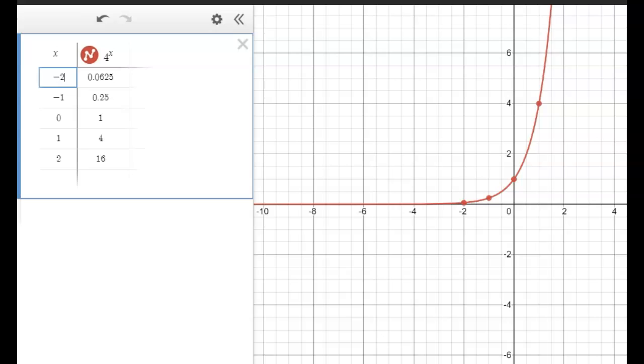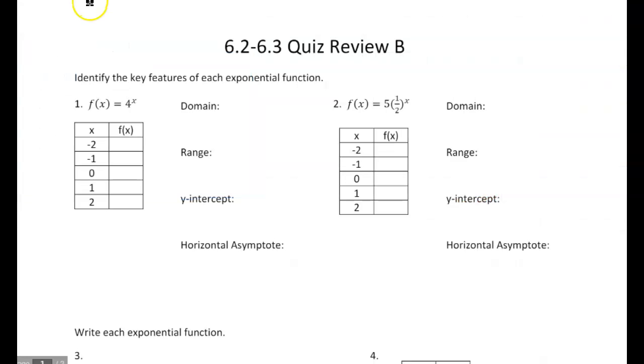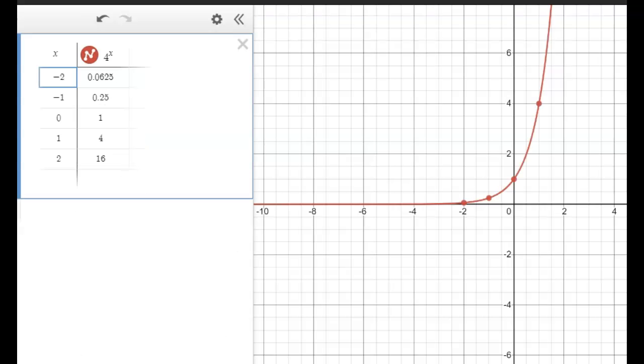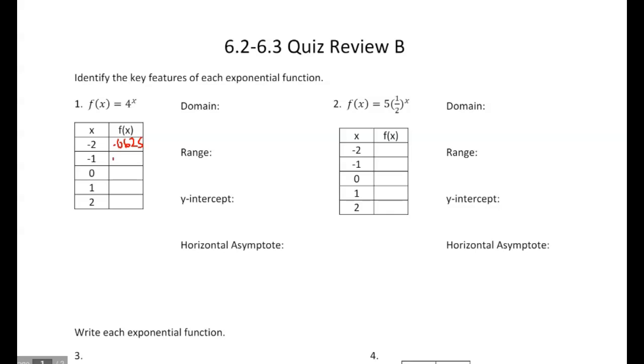So I could fill this out, first of all. So it's 0.0625, and then 0.25, 1, 4, and 16, because our growth factor is 4 in this case. So what is our domain?